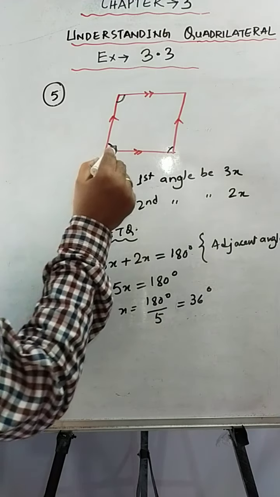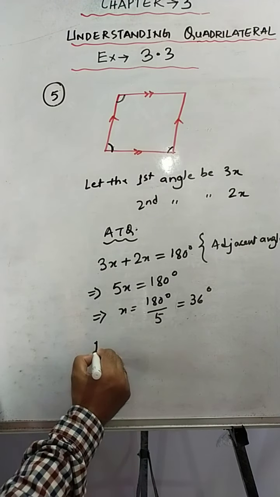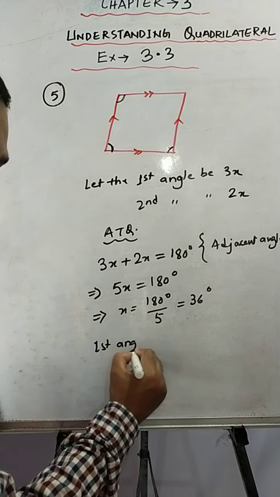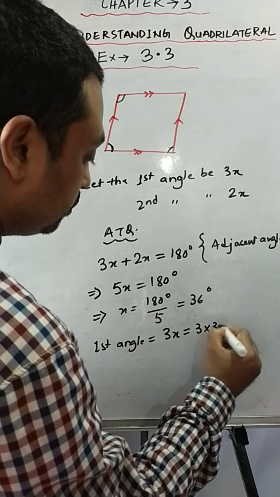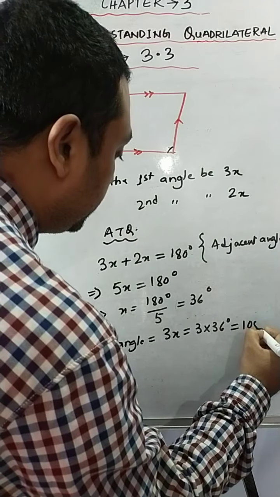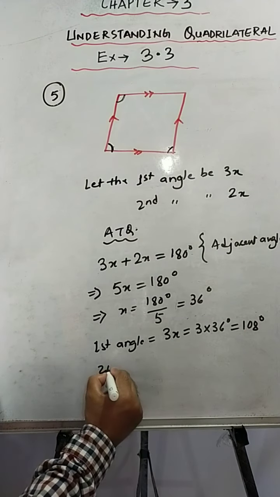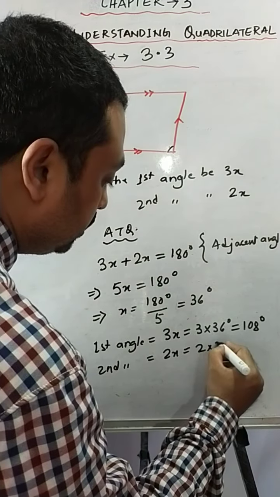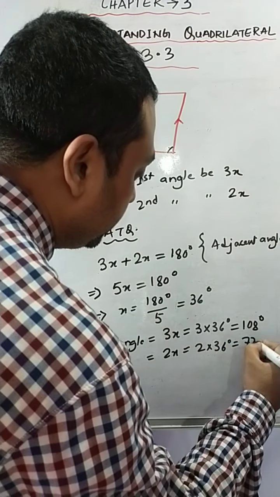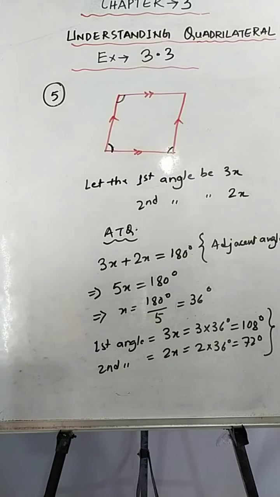Now we have to find out the measure of each angle. So the first angle would be what? First angle is 3x, and 3x means 3 into 36, that means 108 degrees. And what about the second angle? Second angle is 2x, that means 2 into 36 degrees, that is 72 degrees. So this is your required answer.